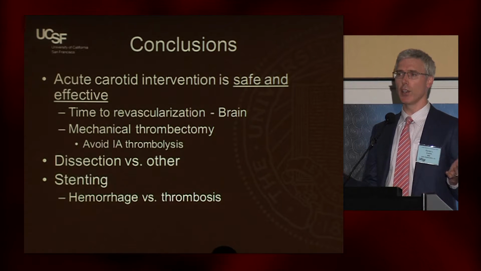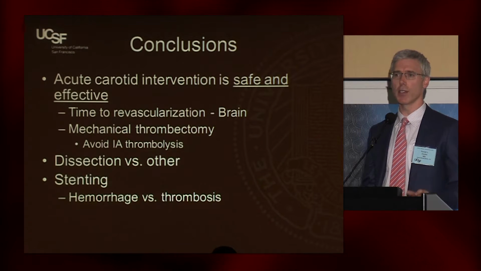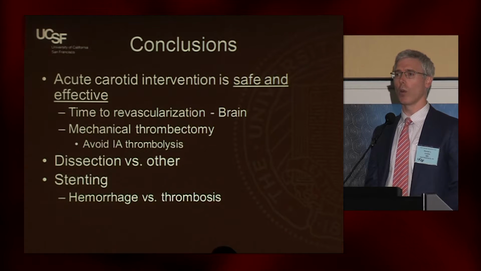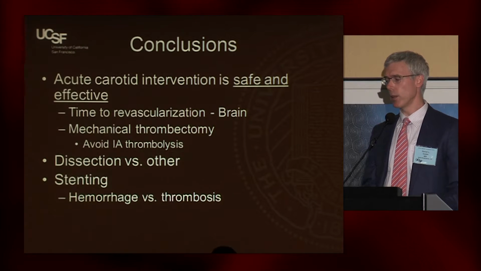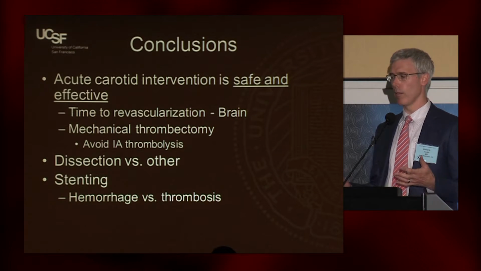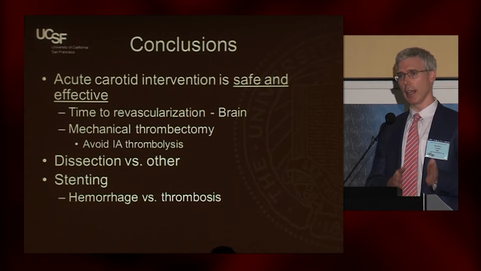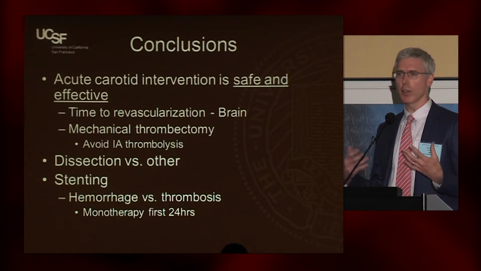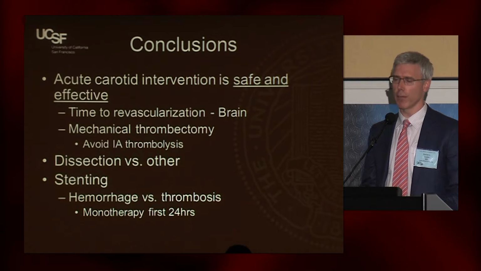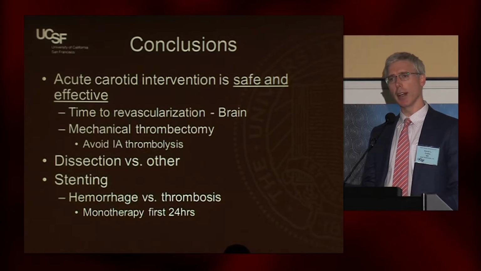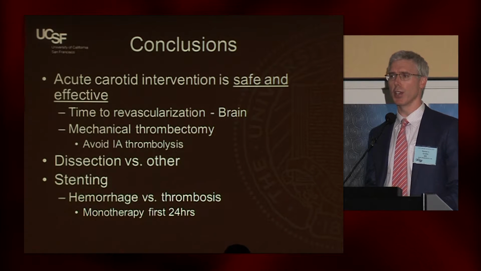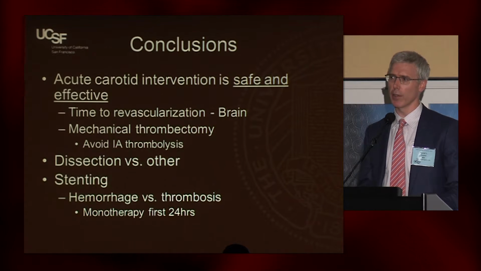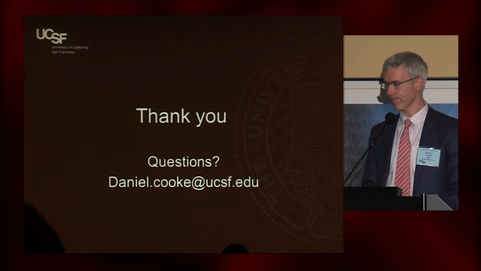This is a very heterogeneous space, and there are a lot of different stents. Every group has a different practice, but you have to really try to find that balance of how you're going to manage the antiplatelet regimen to balance hemorrhage versus thrombosis. Conservatively, what we do is we use a monotherapy for the first 24 hours, and then depending on the outcome of the stroke intervention, we'll then put them on dual antiplatelet if they don't have a hemorrhage.